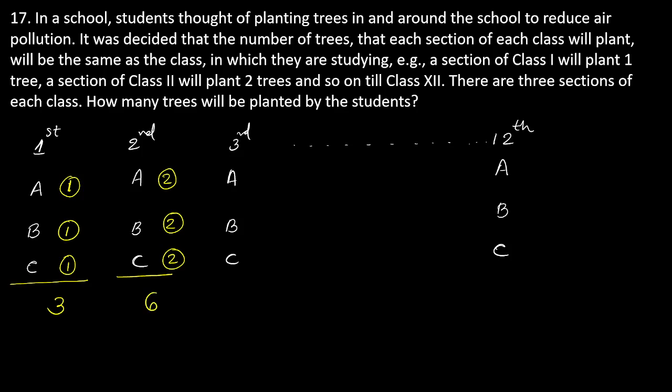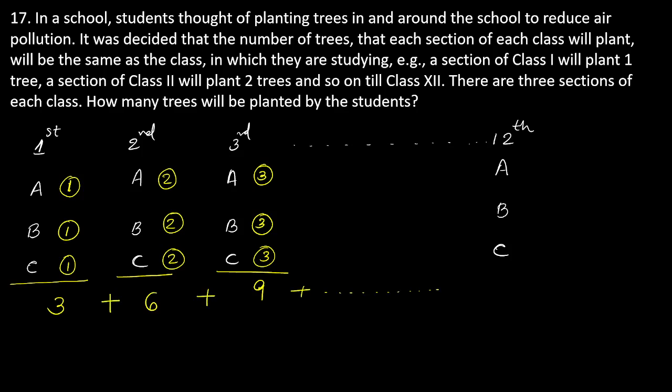Third standard, a division of third standard will plant 3 trees. It is clearly mentioned: the number of trees will be equal to the number of the class. So a division of third class will plant 3 trees. 3B plants 3 trees, 3C also 3. 3 plus 3 plus 3 will be 9. In this way it proceeds. So the total number of trees will be 3 plus 6 plus 9 plus etc.